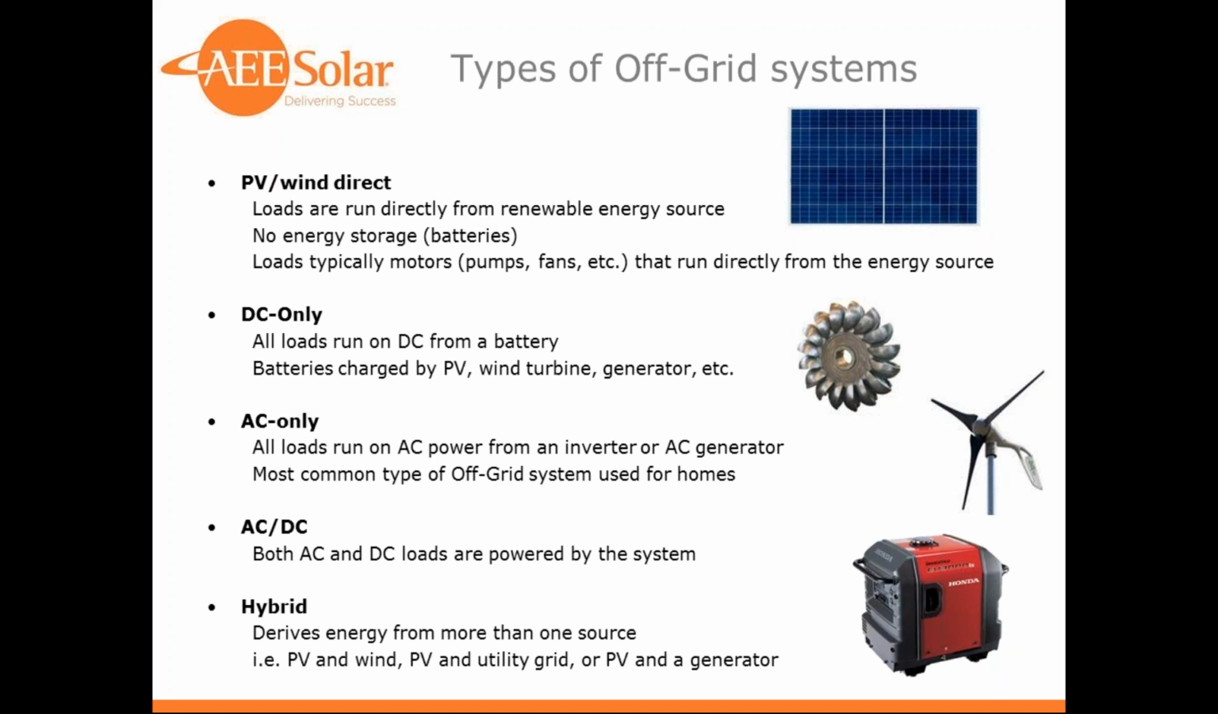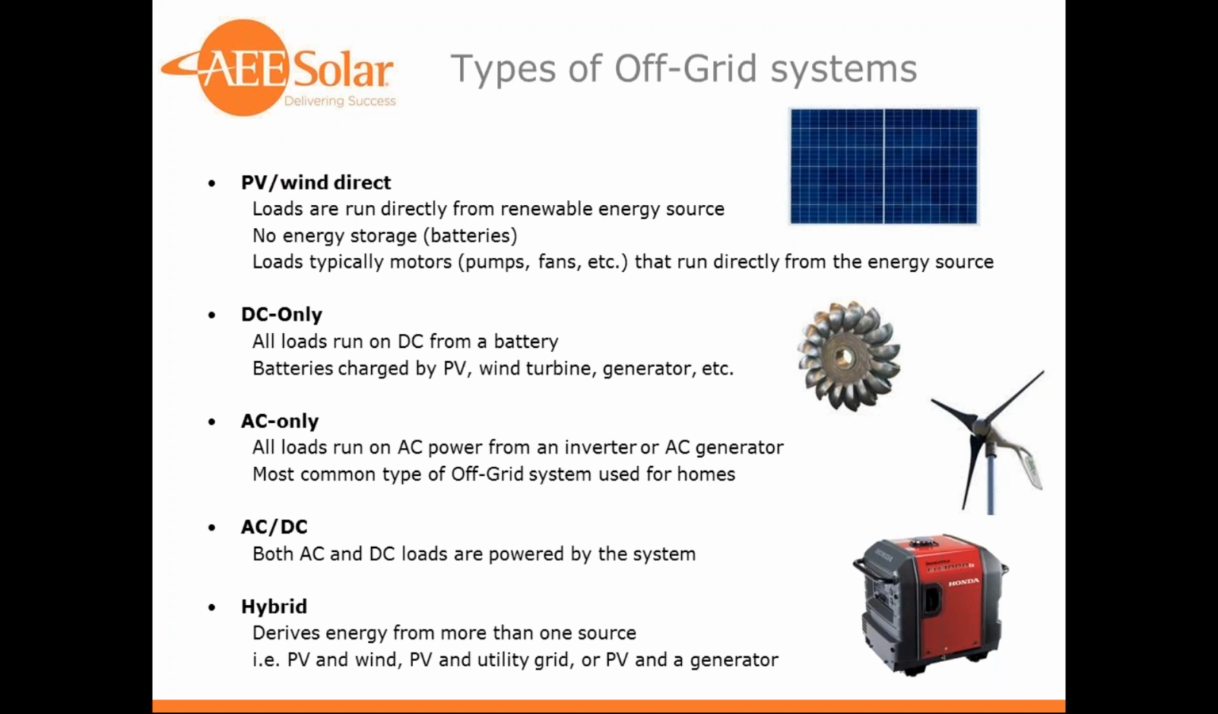Some systems are DC only, that only have DC from a battery. The battery is charged by other sources like PV or wind or hydroelectric or generators. Other systems are AC only, where all the DC is converted to AC through an inverter or an AC generator. And this is really the most common type of off-grid system used for homes.